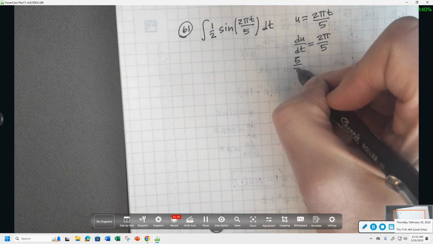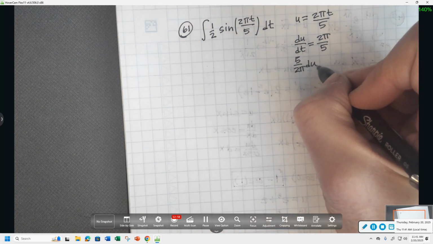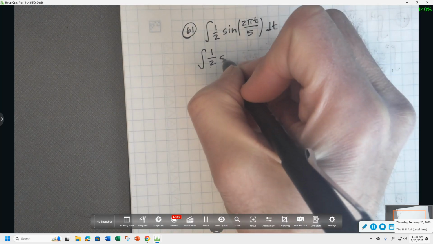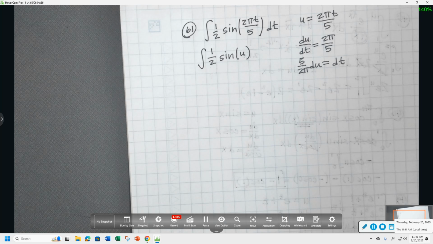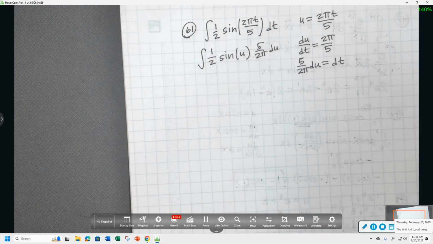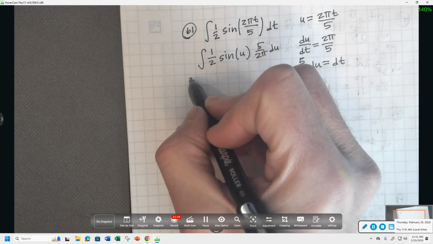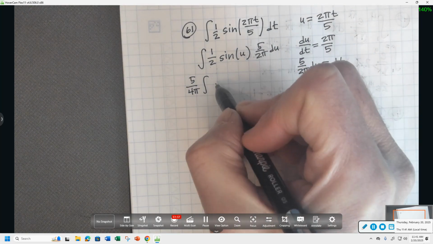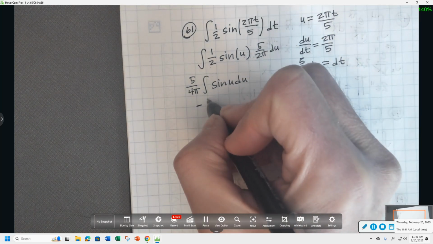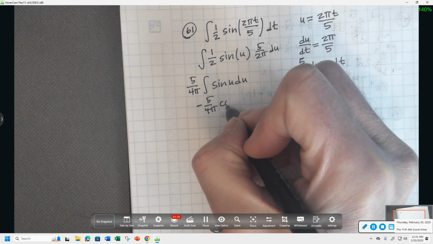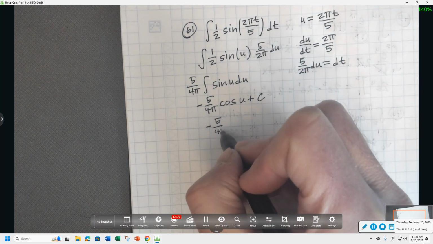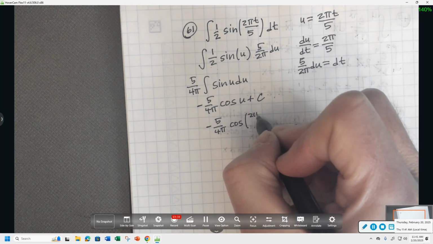I'm going to multiply each side by 5 over 2 pi. Multiply by dt. So we have here 1/2 sine of u. Then we got 5 over 2 pi du. So out of this, we can pull out a 5 over 4 pi. Integrate sine, get negative cosine. So negative 5 over 4 pi cosine 2 pi t over 5.